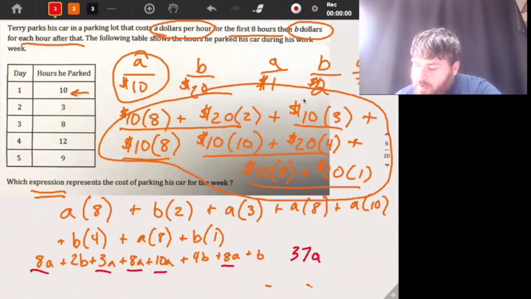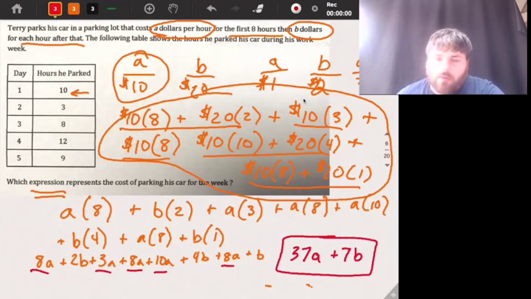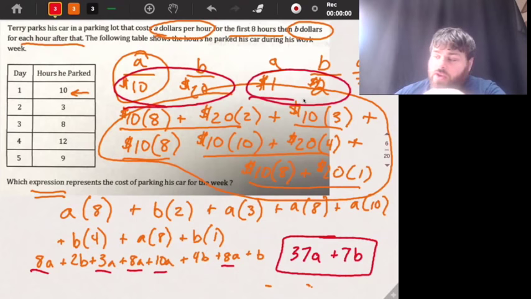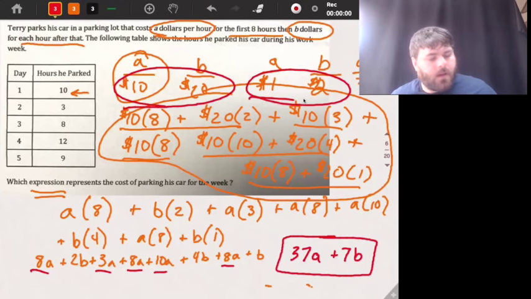Okay? Now, how about all the B's? I've got 2 and 4 and 1. That makes 7. So plus 7B. That expression represents the total cost for any cost. A and B could be any cost. We're not sure. Remember, we tried it with 10 and 20, tried it with 1 and 2, and then we left it as just a variable. So for any cost of A and B, this expression, 37A plus 7B, would represent the cost of parking his car for that week. All right, moving on.